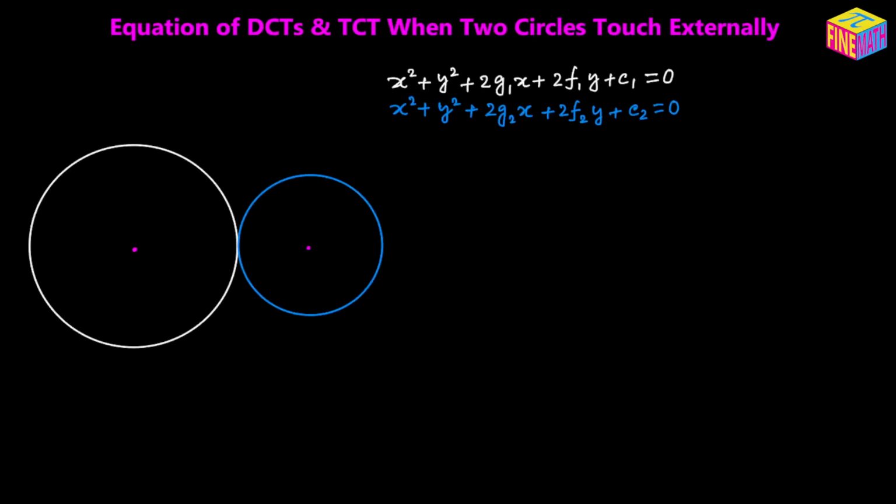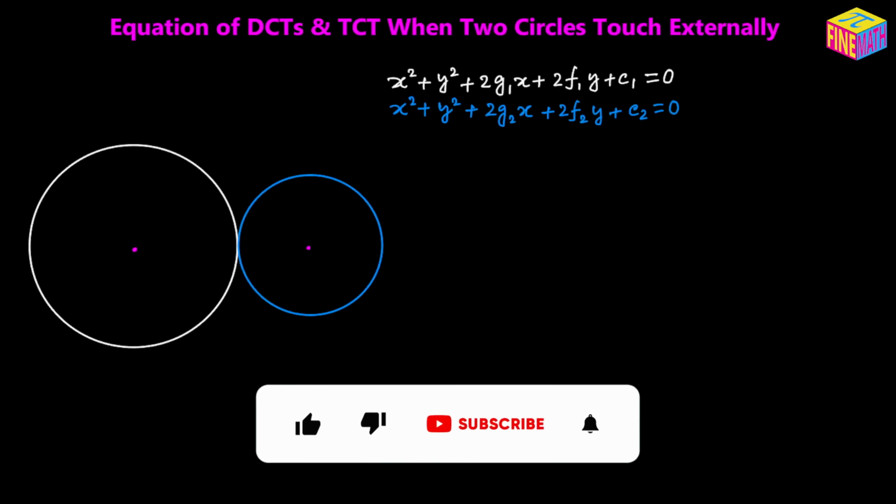Hi everyone, in this video we are going to see how to find the equations of the direct common tangents and the transverse common tangent when two circles touch each other externally. Let's suppose we have two circles like this, they touch each other externally and their equations have been given up there. Now how many direct common tangents can we have?